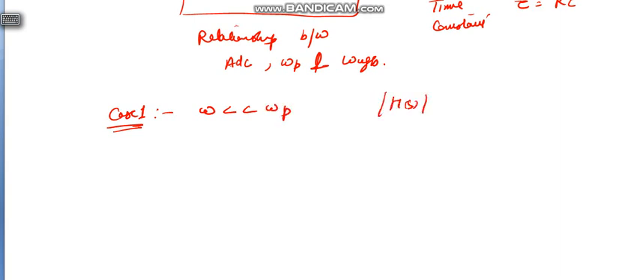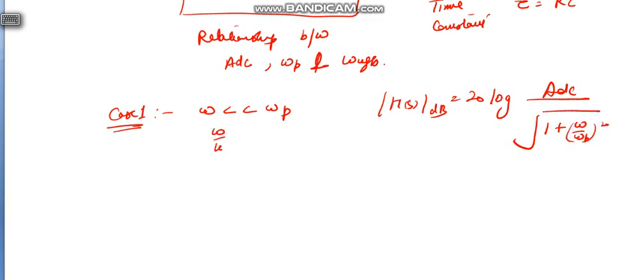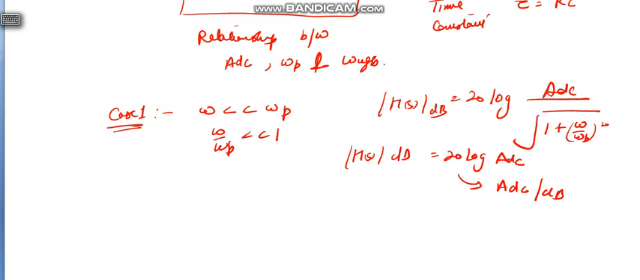The magnitude in dB is given by 20 log of ADC divided by square root of 1 plus omega upon omega p squared. Now omega upon omega p is much less than 1, so H(s) in dB equals 20 log ADC. We can consider this as ADC in dB. So at low frequency our magnitude gain is ADC.